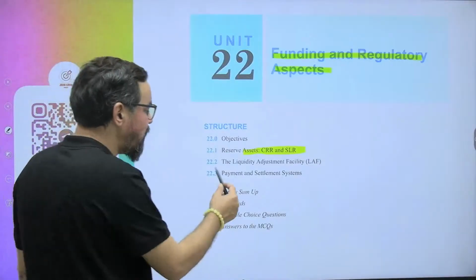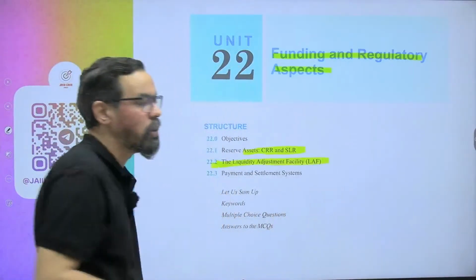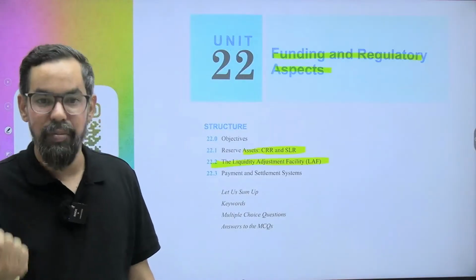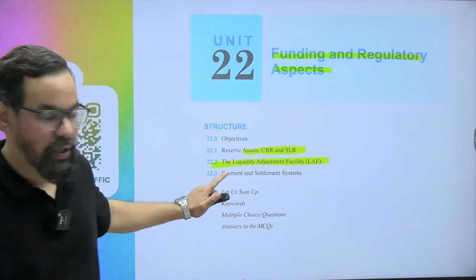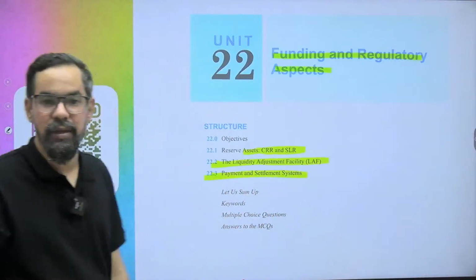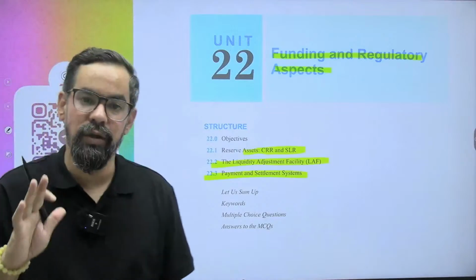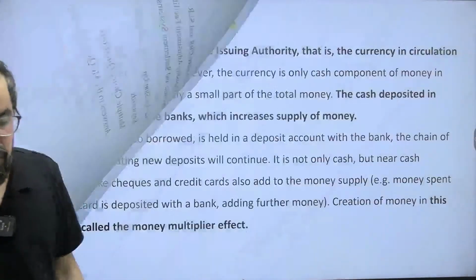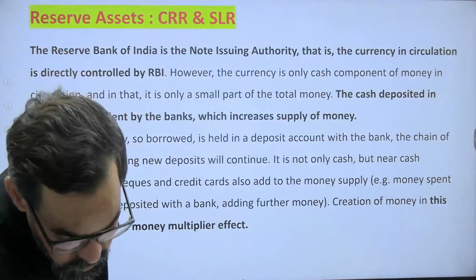When we talk about the LAF, it includes majorly your repo rate, reverse repo rate, SDF, bank rate and all. This generally comes under this particular one. Payment and settlement, again we have NPCI or Payment and Settlement System Act 2007 or NPCI products and dealings, they generally come under this one. So please quickly go through this one.